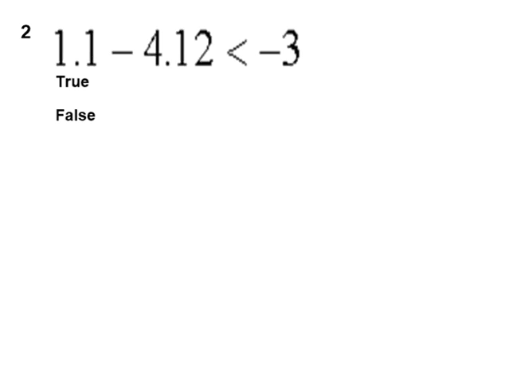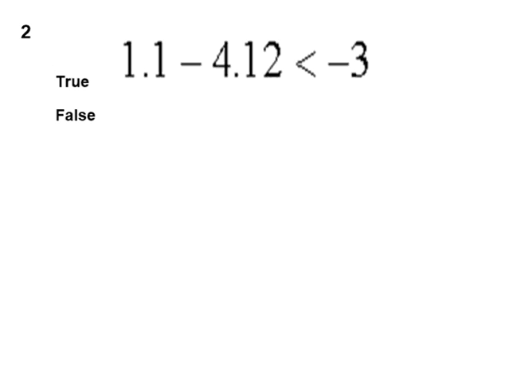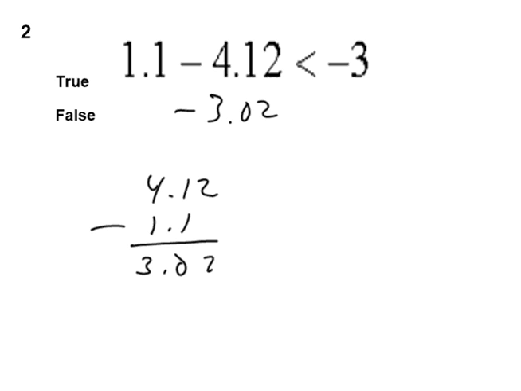Question 2, decimals. 1.1 take away 4.12, so we have more of the negative than we do the positives, and we're going to figure out how much more negative we have. So if I'm going to subtract, I'm really going to subtract these two. Negative 3.02 is less than negative 3. Well, that's a true statement, because the farther away from 0 you are, the smaller you are, so it's a smaller number.